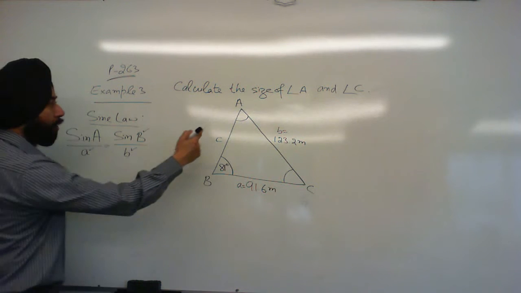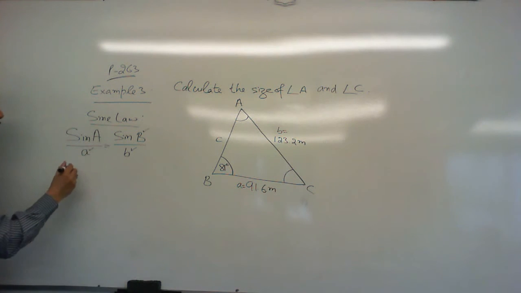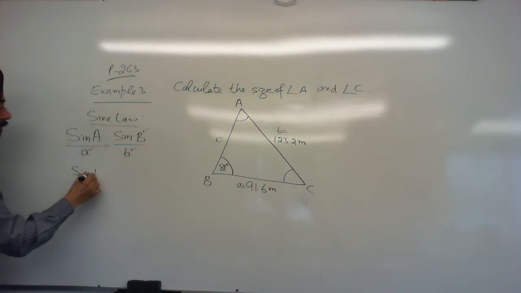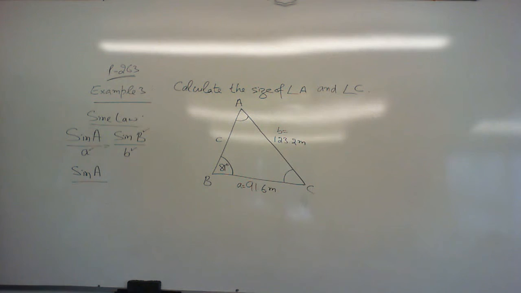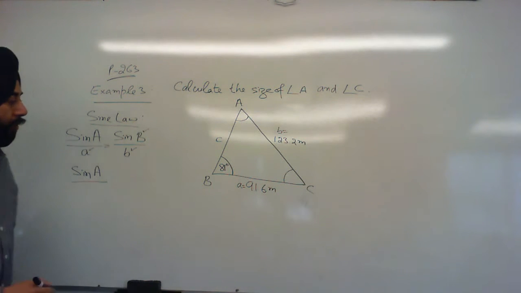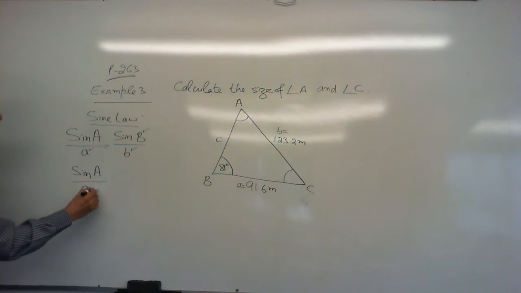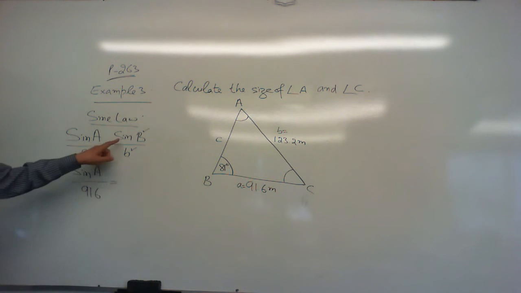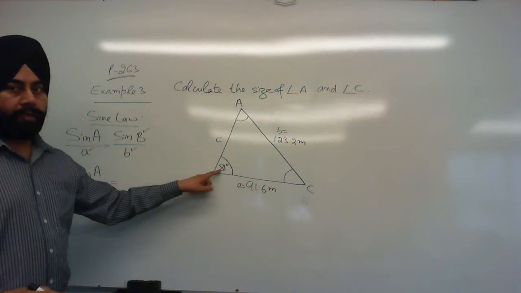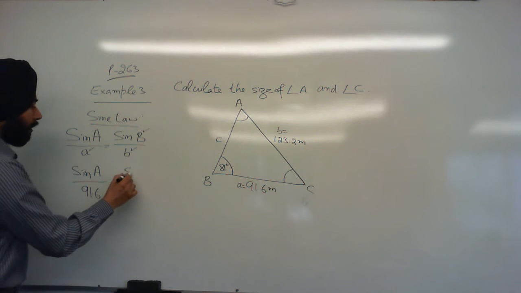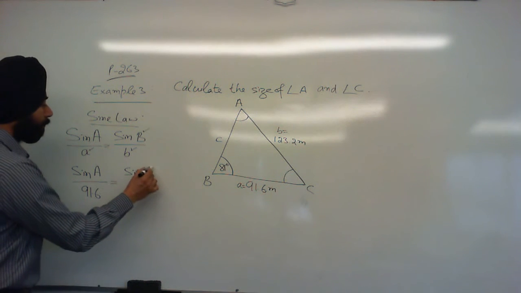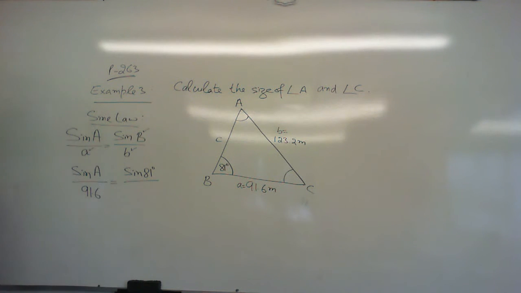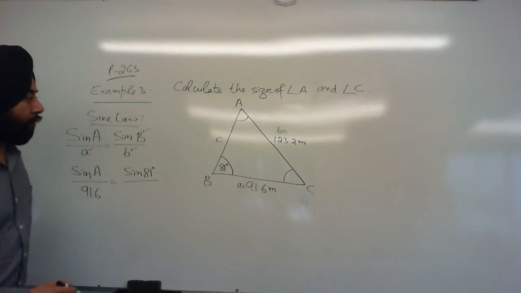Sine A, we don't know A, we have to find it. So keep it as A. Write it as sine A divided by length A, we know this is 91.6, that equals sine B. We know angle B is 81 degrees. So you will put it as sine 81 divided by small b, it's 123.2.